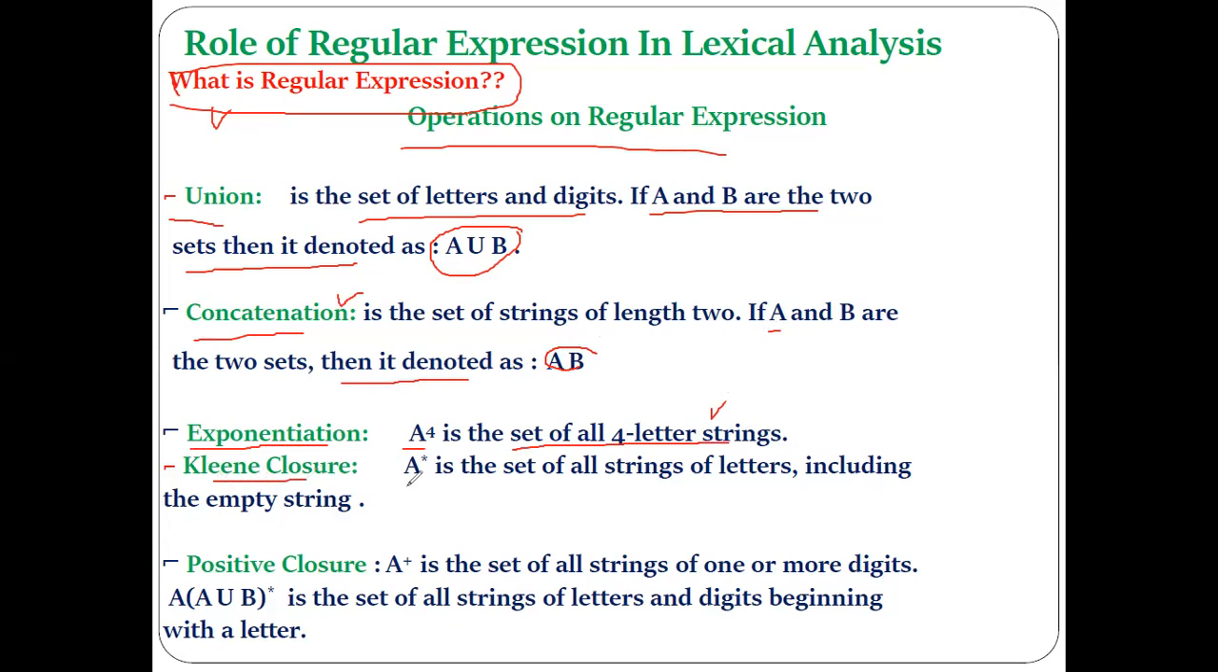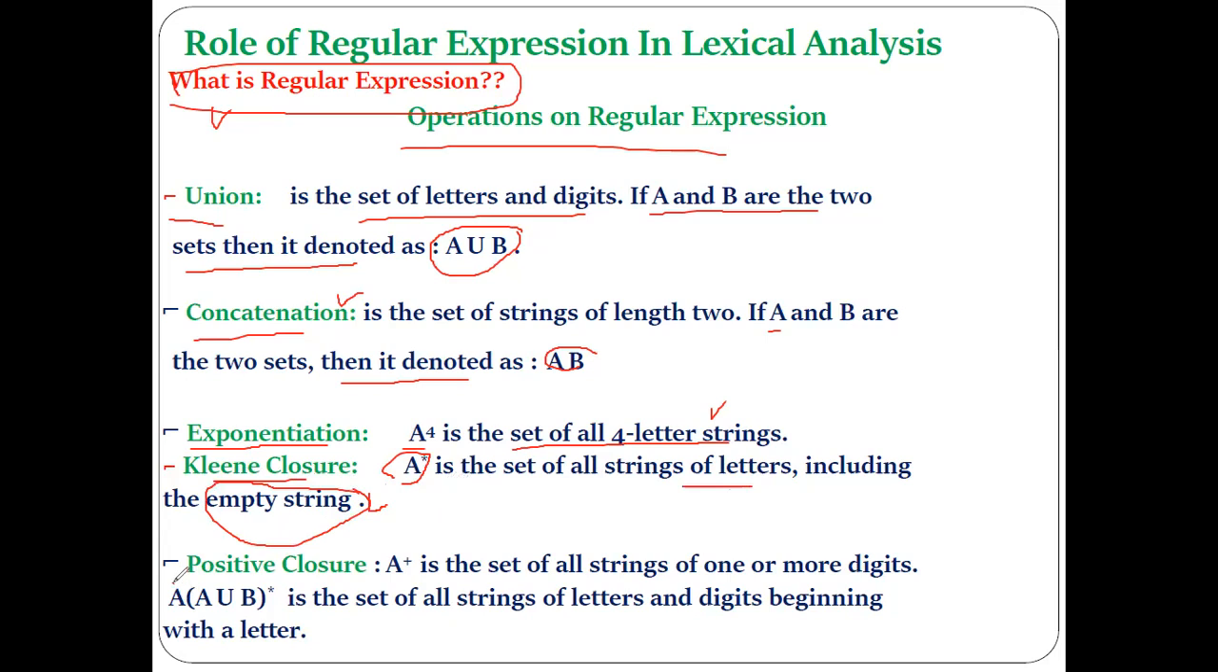Then the Kleene closure operation, which is represented like this: A raised to star. Now what does A star indicate? It is the set of all strings including all letters, including the empty string also. A star indicates what? The set of all strings of letters including the empty string also. Okay, that is the meaning of A star.